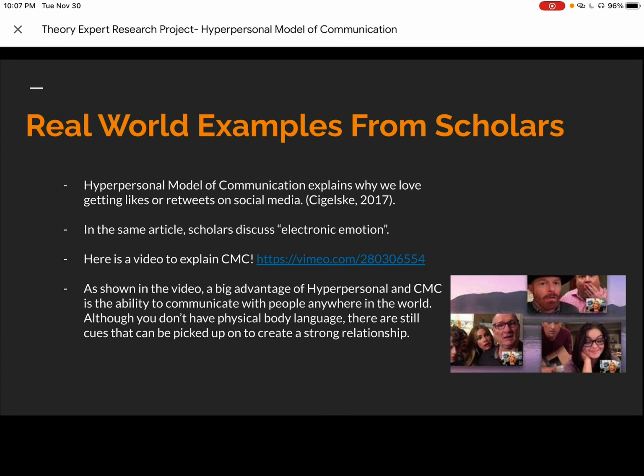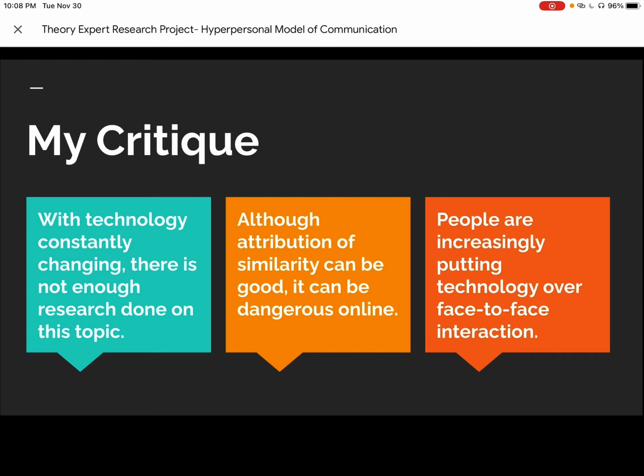So, as you can see in the video, Claire and the rest of the characters in Modern Family are using computer-mediated communication. You can see a big advantage of modern computer-mediated communication, which is that you can communicate with someone anywhere in the world about anything. Scholars have begun to study this more and more in recent times. With current studies, they're beginning to see that although body language cues aren't there, you can still form a strong relationship in other ways, such as over FaceTime, where just being able to see each other helps the cues become stronger.